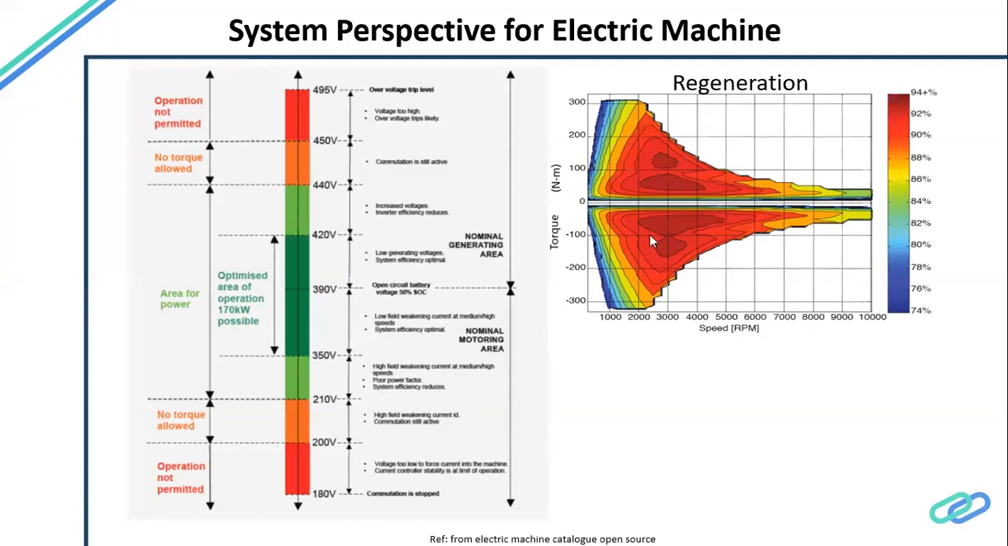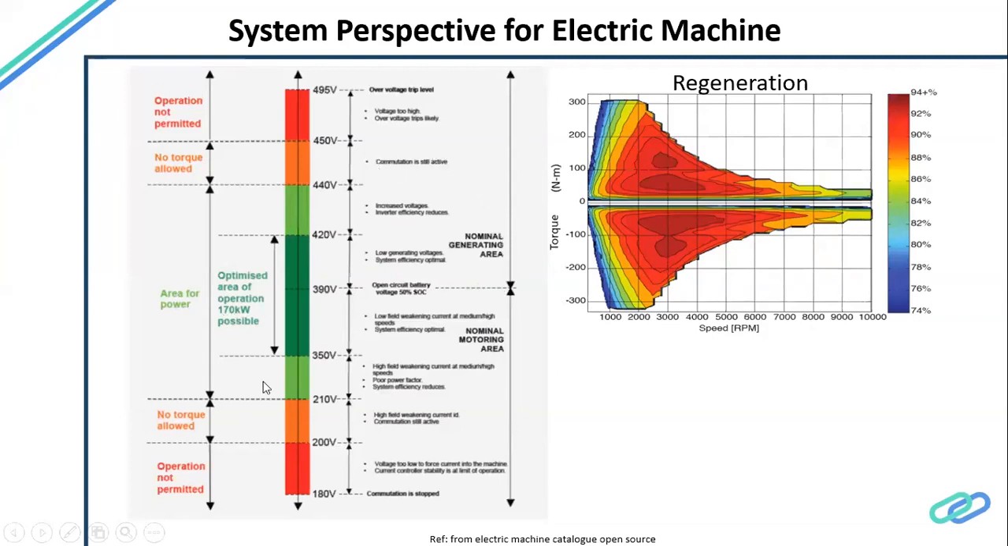And you can see the efficiencies and the torque that we can get on both sides of the machine, that is motoring and generating, which is very important. You can see here the regeneration starts in this area, and motoring is in this area.